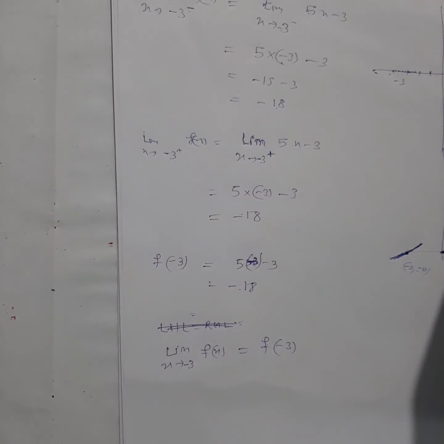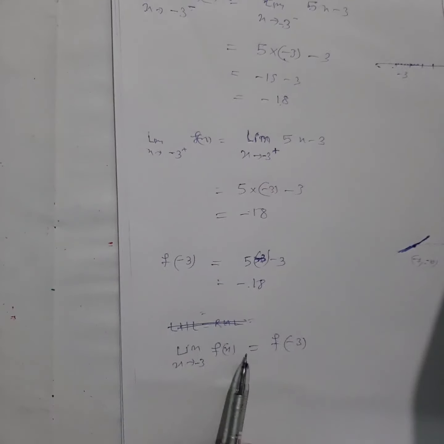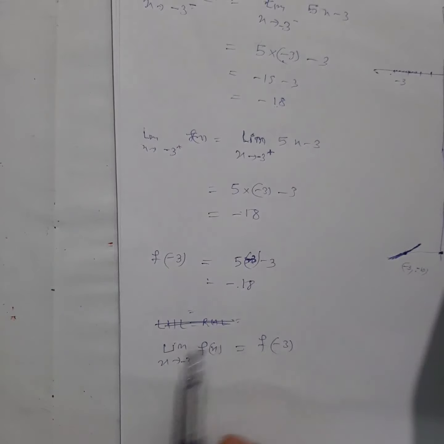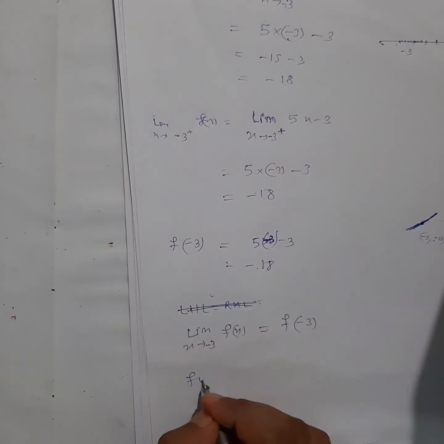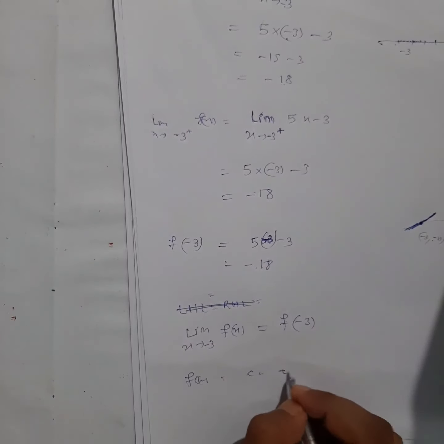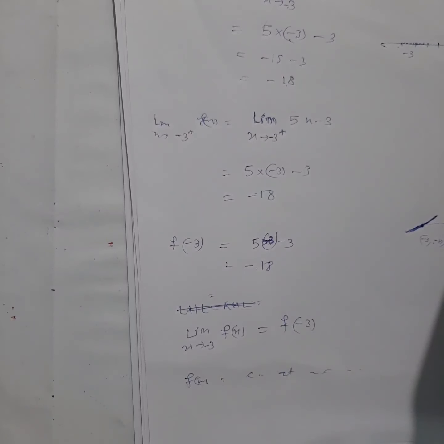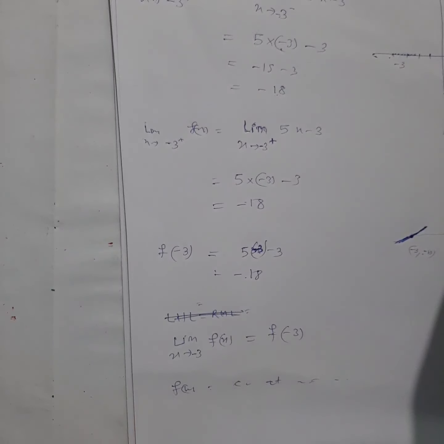Okay. So this is what the definition was. Limit x tends to minus 3, f(x) equal to f of minus 3. If it is equal, then it is continuous. Then I can say f(x) is continuous at x equal to minus 3. Okay, you just have to write that one.